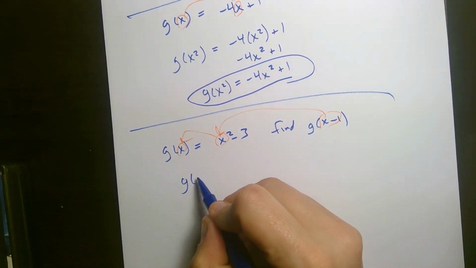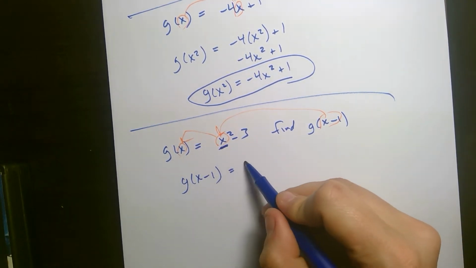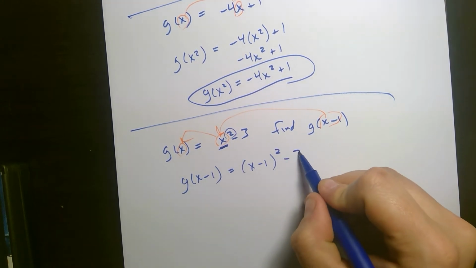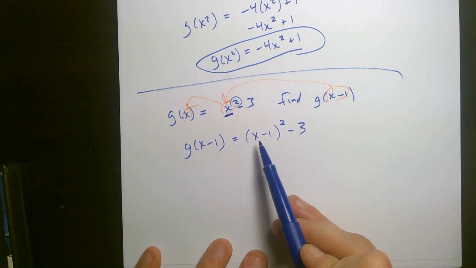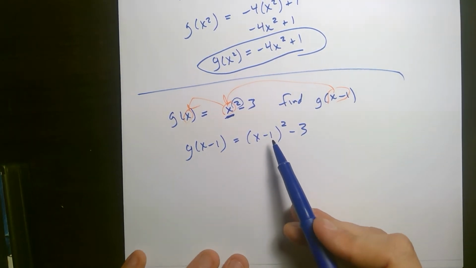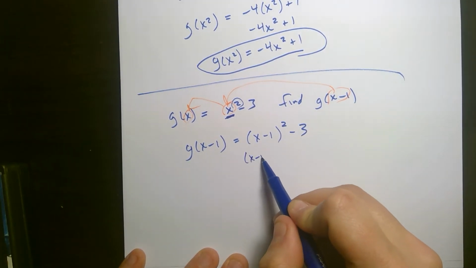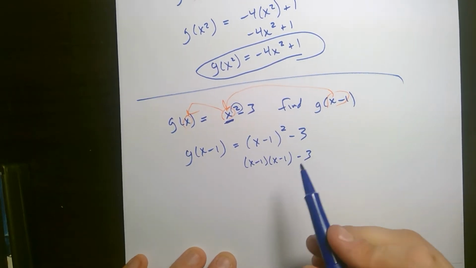And so I will write g of x minus 1 equals, this x is now x minus 1. This little square is still totally there, and the minus 3 is also there. The only thing that I've done is I've taken this x and I've replaced it with the quantity x minus 1. And now I have to simplify this. Well, we've learned way back that when we have a quantity and it's being squared, I have to FOIL. This minus 3 just hangs out. And so here I go.